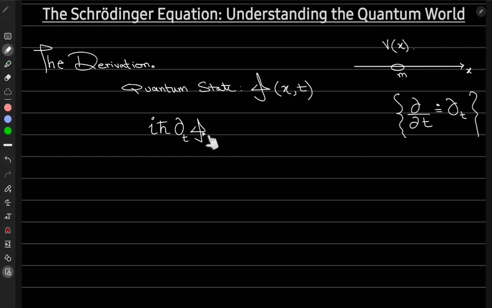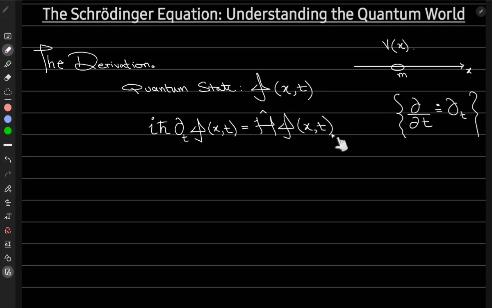So let's stick with this. But remember, the wave function is a function of both x and t. And this thing is equal to the Hamiltonian operator that acts on the quantum state psi.